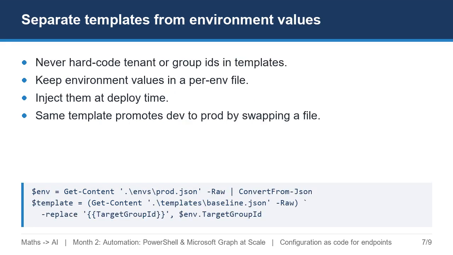Do not hard-code tenant or group IDs inside a policy template. Keep those environment-specific values in a separate parameter file, one per environment, and inject them at deploy time. Now the very same template promotes from dev to prod just by swapping which environment file you load. This is what stops the copy-paste drift where your dev and prod policies slowly diverge until nobody knows what is actually deployed. Templates describe shape, environment files supply the specifics.